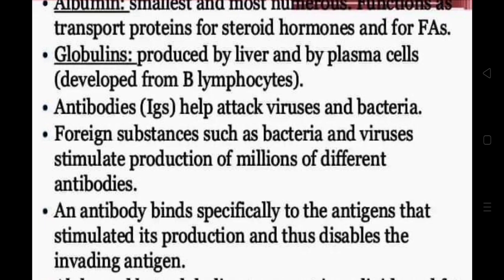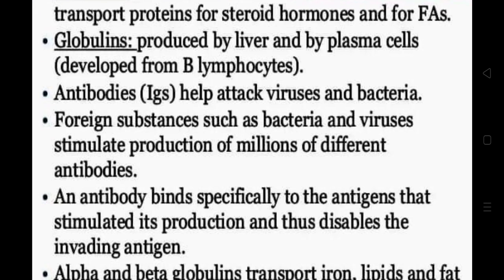Albumins, smallest and most numerous, function as important transport proteins for steroid hormones and for fatty acids. Globulins, produced by liver and plasma cells developed from B lymphocytes. Antibodies help attack viruses and bacteria.